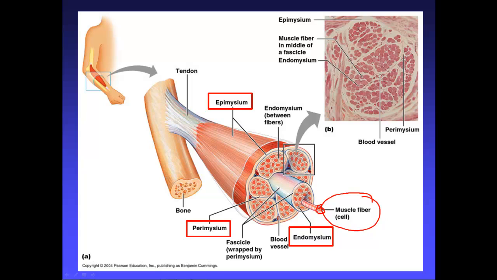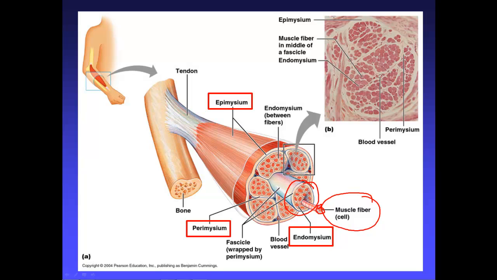Now, another thing that you might notice is the fact that the muscle cells are bundled together in these little bundles. Those little bundles are called fascicles. And a fascicle, essentially, you can think of as a group of muscle cells. The fascicle itself is also wrapped in another one of these connective tissue wrappings. It is wrapped in the perimysium.